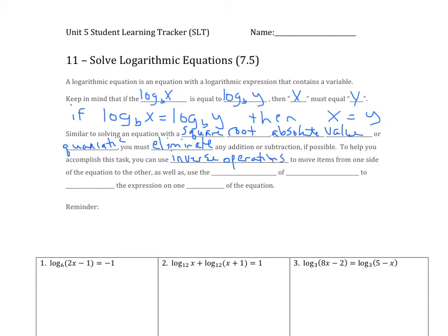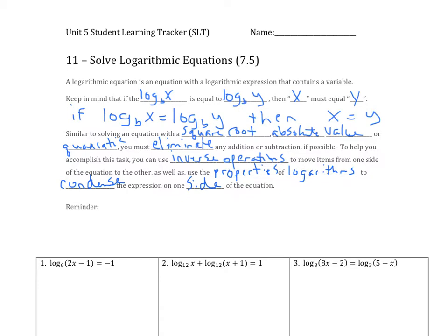To help you accomplish this task, you can use inverse operations to move items from one side of the equation to the other, as well as use the properties of logarithms to condense the expression on one side of the equation.